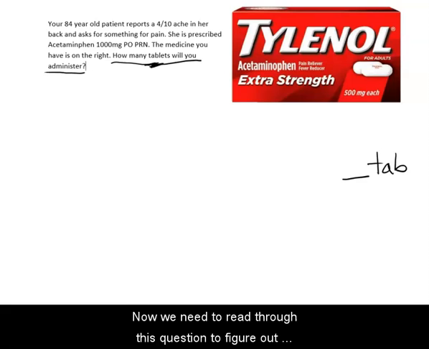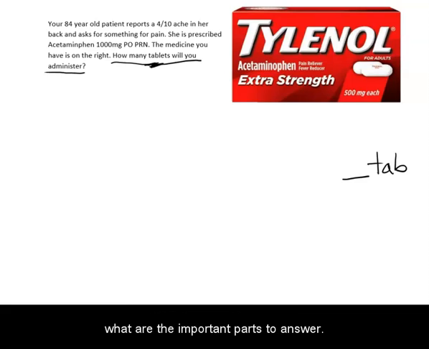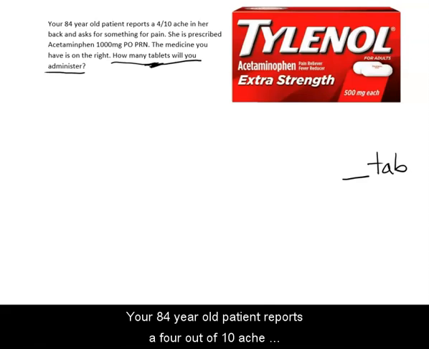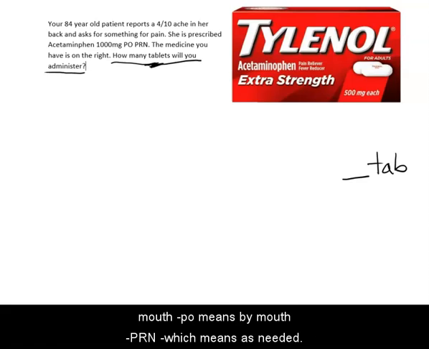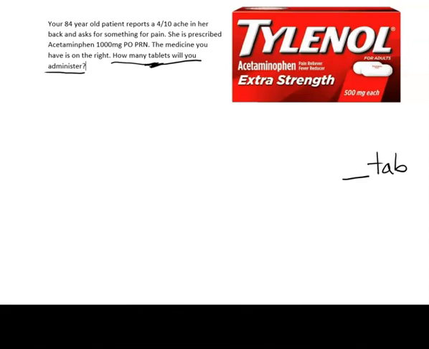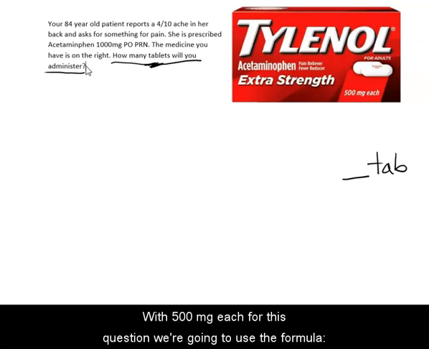So now we need to read through this question and figure out what the important parts are to answer the question that they are asking. Your 84-year-old patient reports a 4 out of 10 ache in her back and asks for something for her pain. She is prescribed acetaminophen 1,000 milligrams by mouth, PO means by mouth, PRN, which means as needed. The medicine you have is on the right. So we have our Tylenol over here, acetaminophen, with 500 milligrams each.